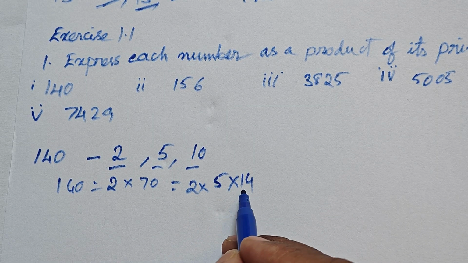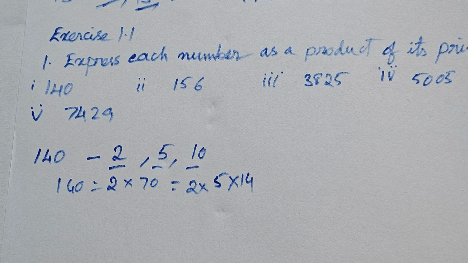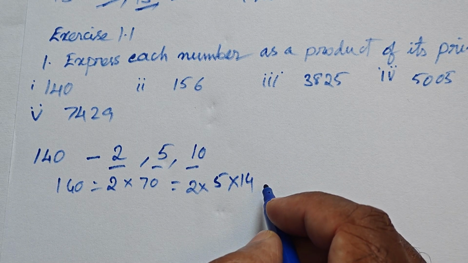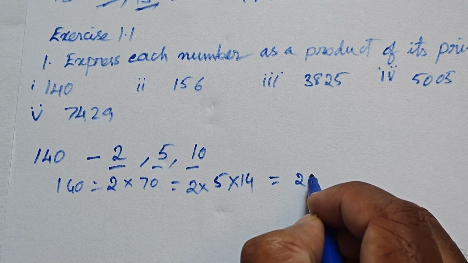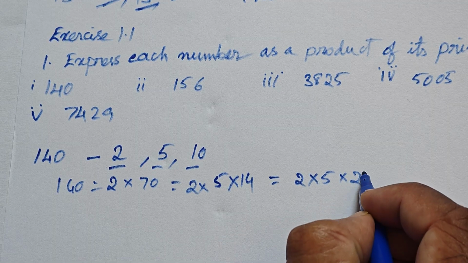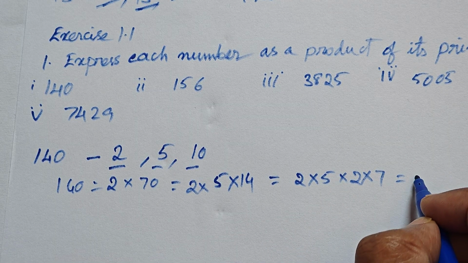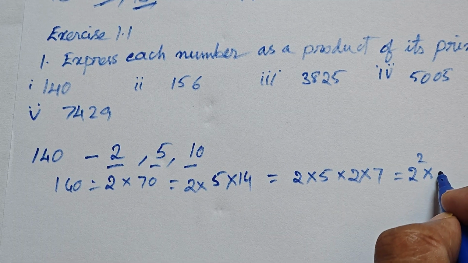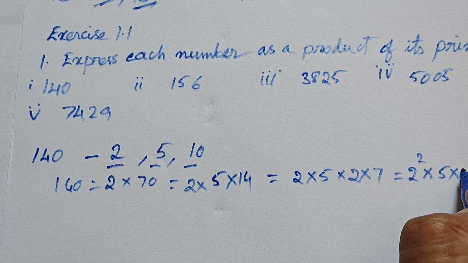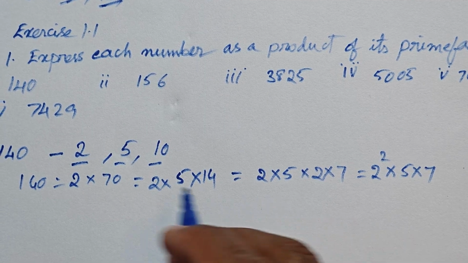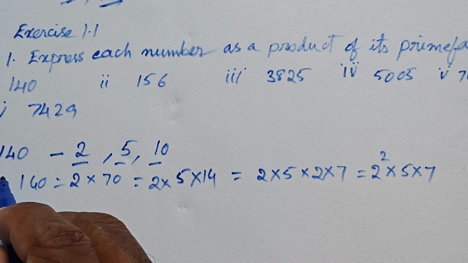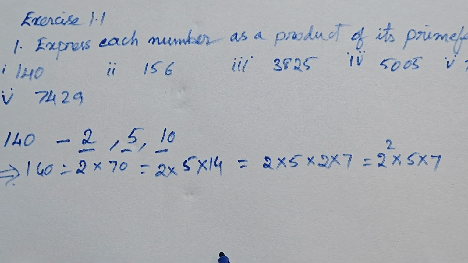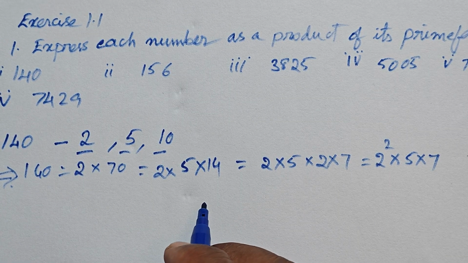And is 14 divisible by 3? No. 4? No. 5? No. 6? No. Of course, we can do it with 7, right? So 2 into 5 into 2 into 7. That means it is 2 square into 5 into 7, correct?